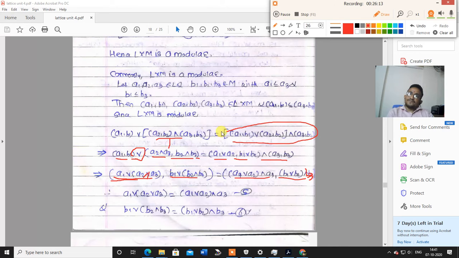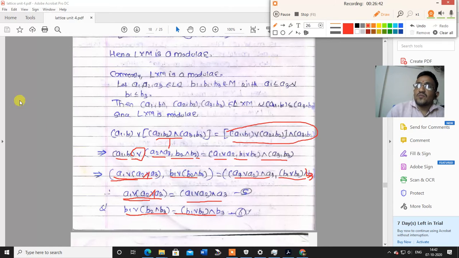Therefore we can say A1 join A2 meet A3 is equal to A1 join A2 meet A3. See equation 5. And similarly, again we can say that B1 join B2 meet B3 is equal to B1 join B2 meet B3. See equation 6.